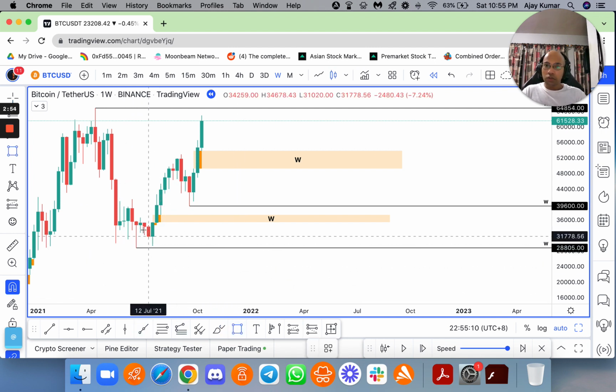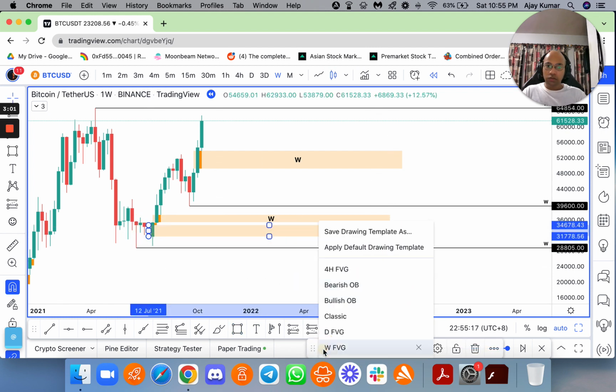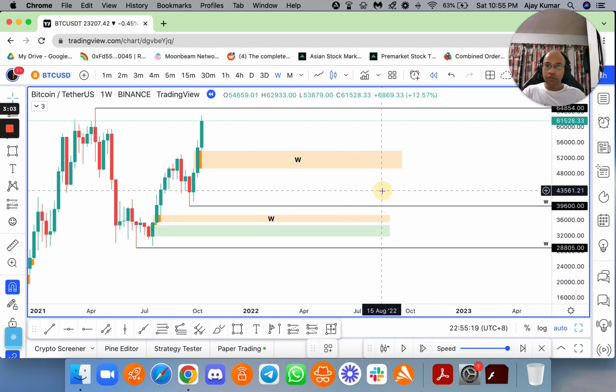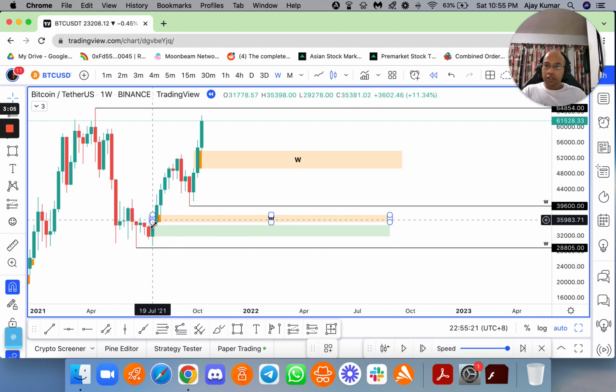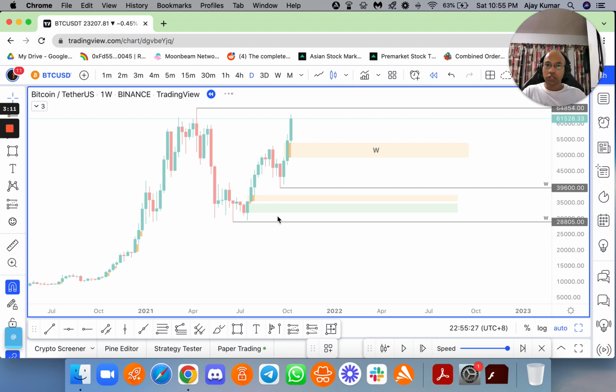Okay, order blocks. I see an order block here, a bullish order block. Let's mark it out. Okay, bullish order block. And anything else? No other bullish order blocks. So that is done for our weekly time frame. Let's go to the daily time frame.